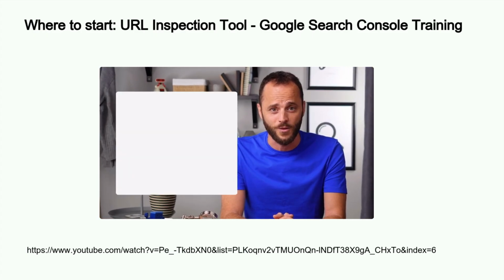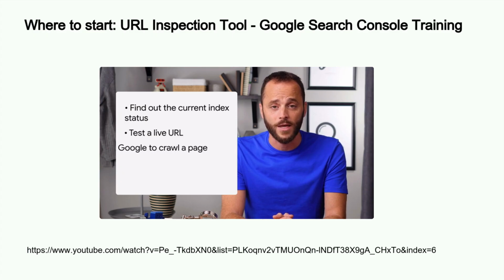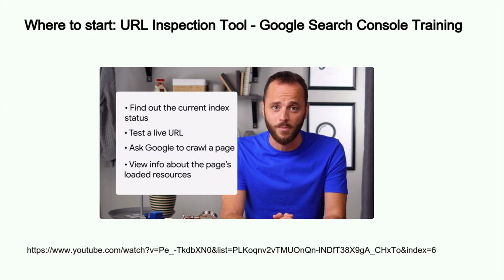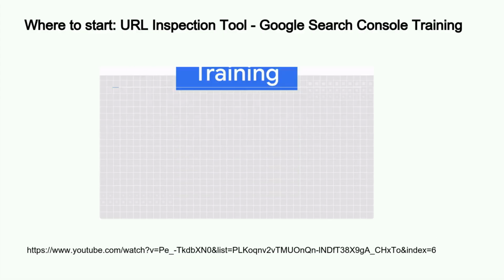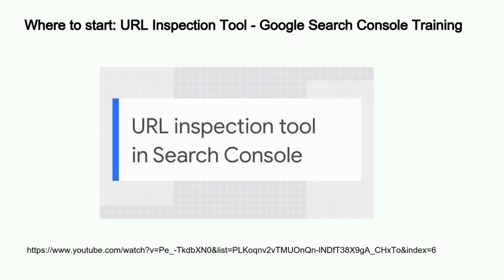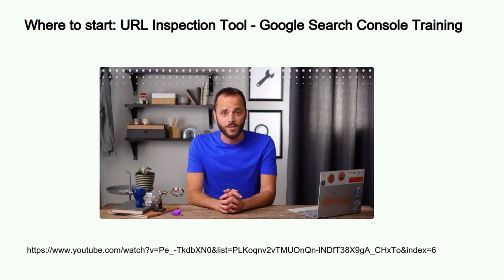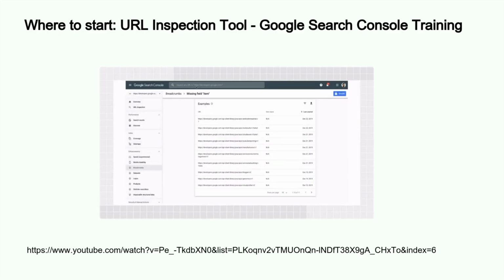By the end of this video, you should be able to find out the current index status of your pages, test a live URL, ask Google to crawl a specific page, and view detailed information about the page's loaded resources and other information. You can access this tool from the top bar, from the navigation sidebar, or anywhere you see a little magnifying glass next to a URL in a table.